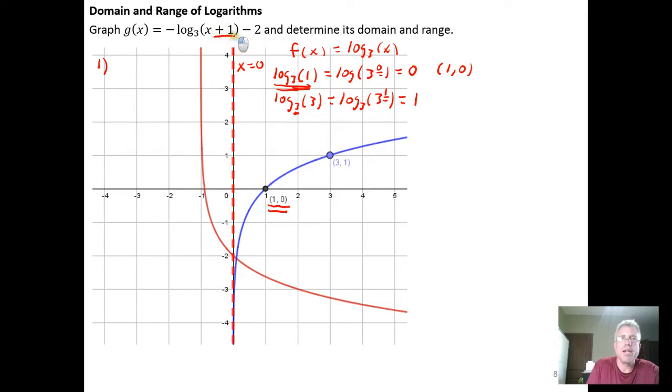Here we see we're adding 1 to the input variable, so we move the graph 1 to the left. So translation 1 to the left. No negation on the input variable, so no y-axis reflection, but there is a negation on the function itself, which generates an x-axis reflection. And then number 3, we see that we subtract 2, which moves the graph down 2 units.